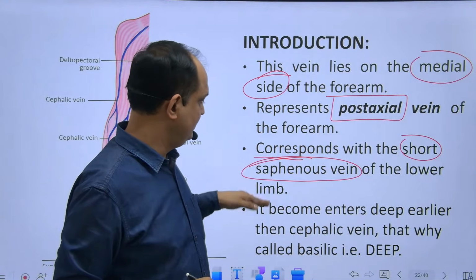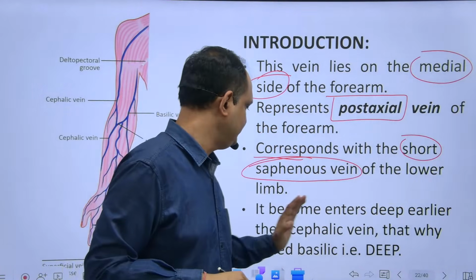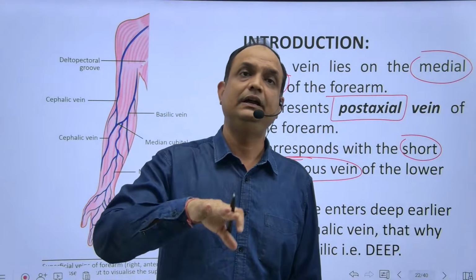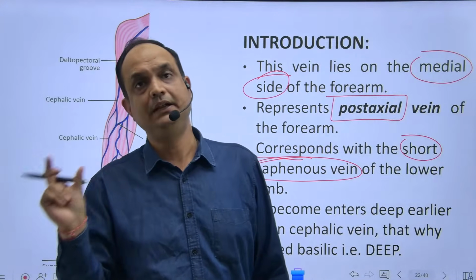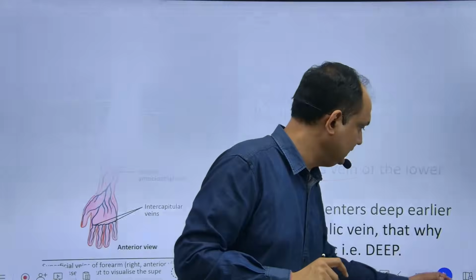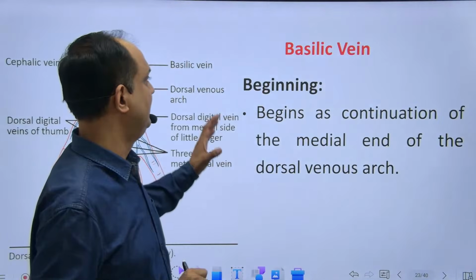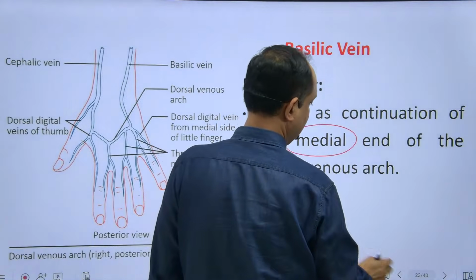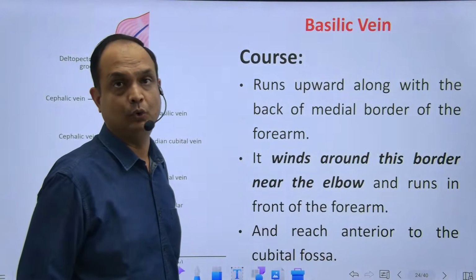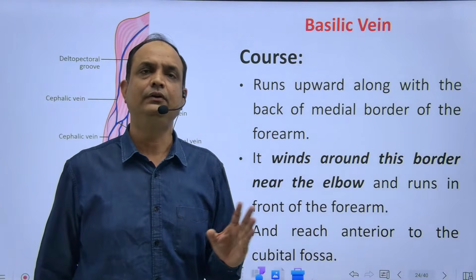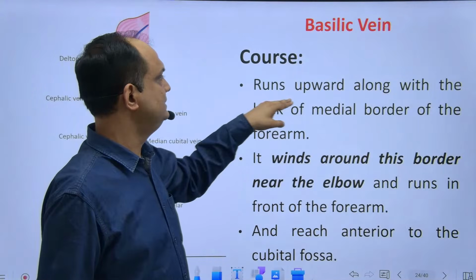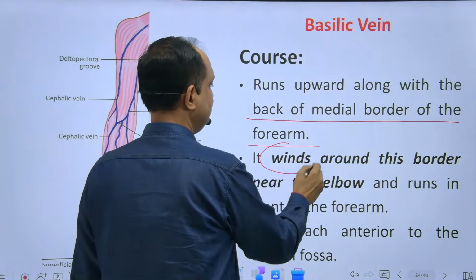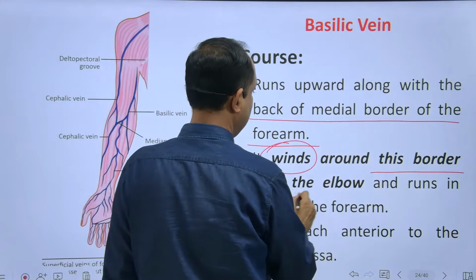Now this vein enters the deep fascia earlier, which I already told you, and because it becomes deeper earlier, that's why it is known as basilic, because basilic means deep. So this vein becomes deeper earlier, that's why the name basilic comes. We have already seen it begins from the medial end of the dorsal venous arch. Now what is the course? The course is a little bit different from the cephalic vein: it runs upward along the back of the medial border of the forearm, and it winds around the medial border near the elbow.